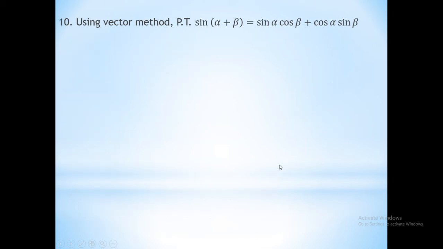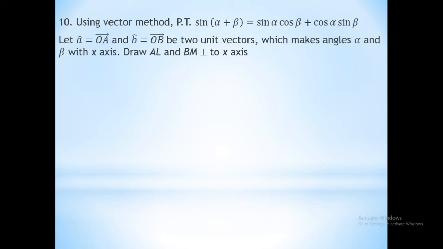Now we'll go to the next sum. 10th sum. Using vector method, prove that sin(alpha plus beta) is equal to sin alpha cos beta plus cos alpha sin beta. The same procedure we are going to follow here. The same way you have to take a two-dimensional plane with x-axis and y-axis. X-axis is associated with I cap and y-axis is associated with j cap.